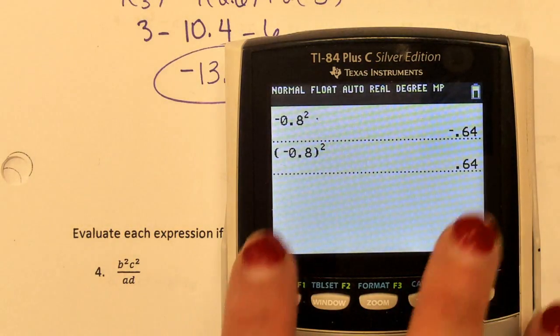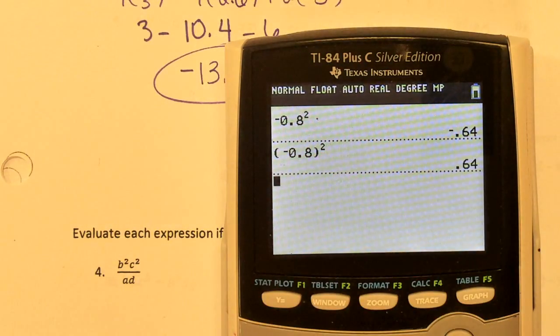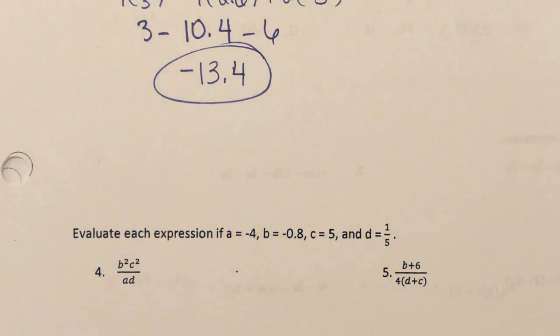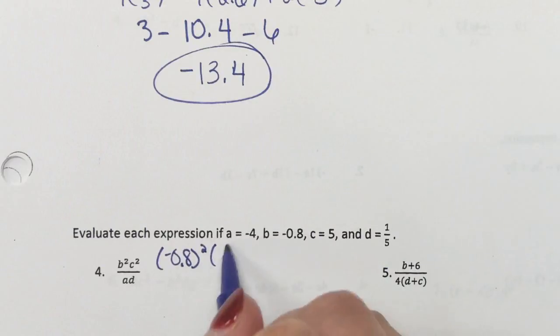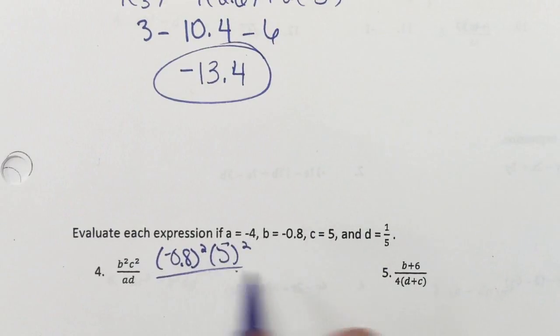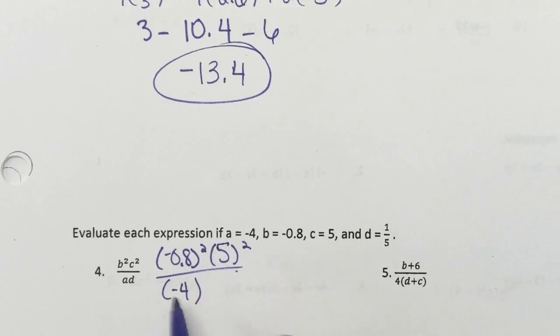You have to make sure, if it's negative and it's squared, you use what around it? Parentheses. Put it in your brain somewhere. You ready? All right, here we go. So I got negative 0.8 squared, and then what's C? 5 squared, and what's A? And D. All right, y'all okay?